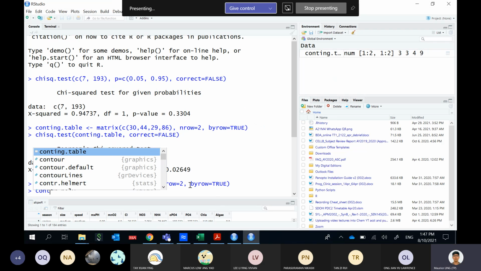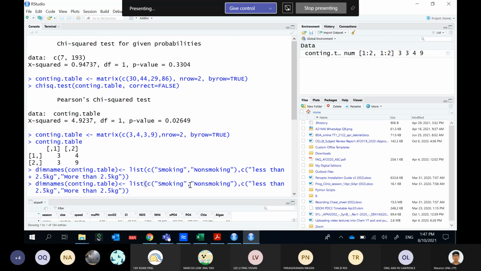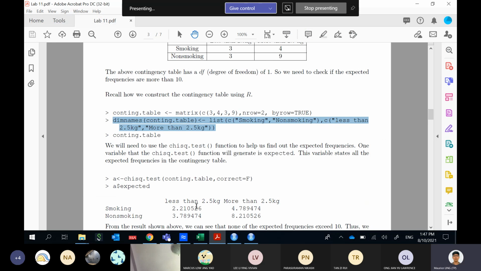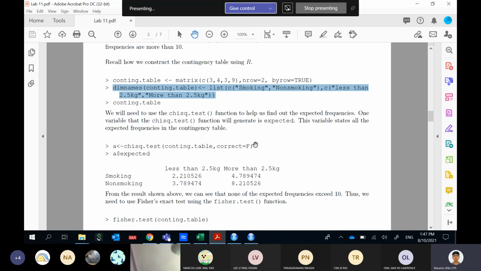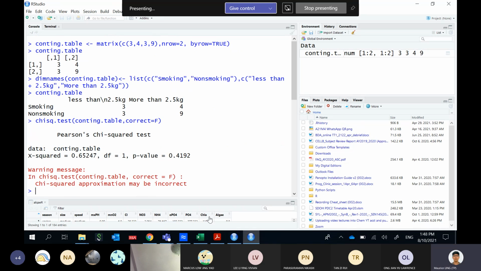Otherwise, when we just print out the contingency table, we are just going to get something like this. It looks very weird. Okay, so let's build the labels. And then you have the labels properly. At least it's easier to read. Okay. Then you actually do your chi-square test. Let's see if this works. Okay, so you do your chi-square test.